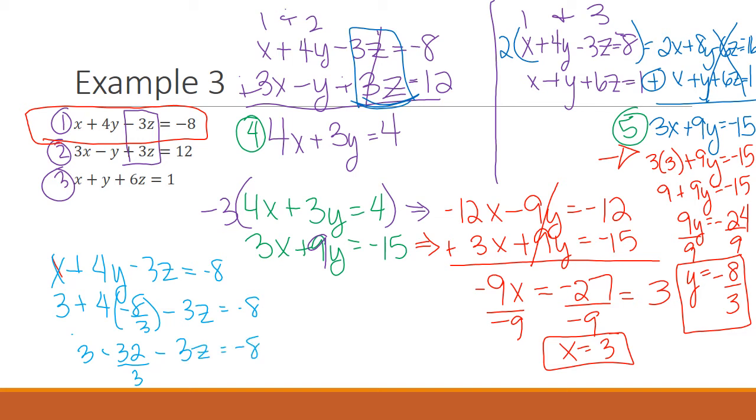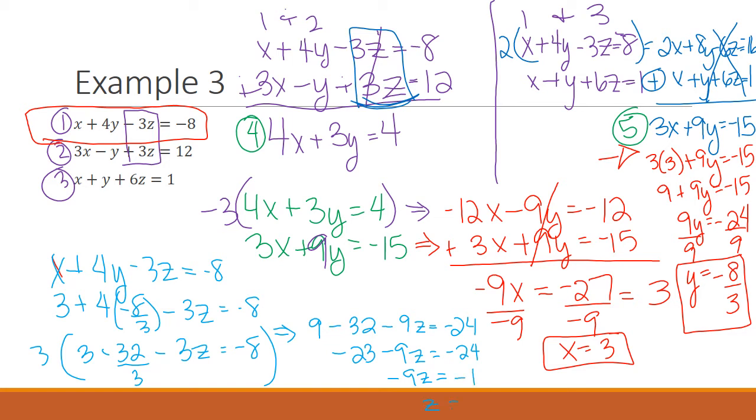You can multiply everything by 3 in order to get rid of fractions. So that would give you 9 minus 32 minus 9z equals negative 24. So that's going to give me negative 23 minus 9z equals negative 24. If I add 23 to both sides, I get minus 9z equals negative 1. So z equals 1/9. And that is my third piece.